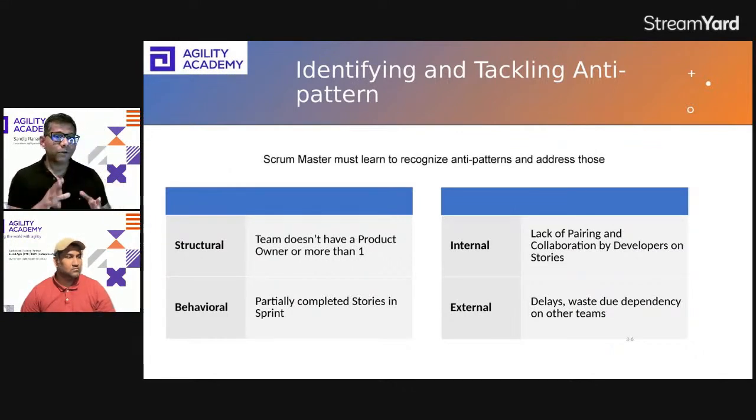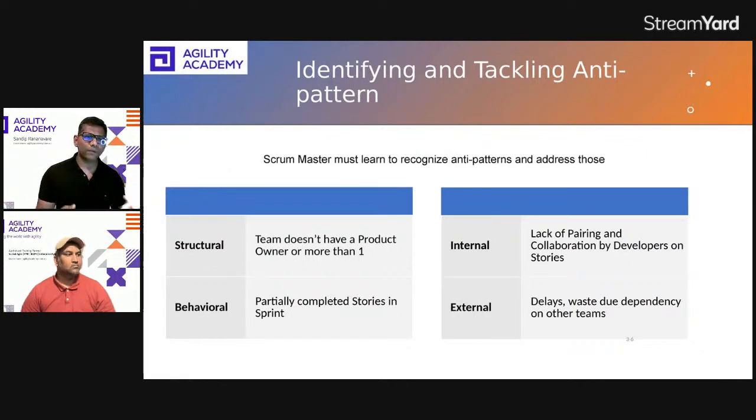Behavioral one. Behavioral one is where team members don't care if a story just drags from one sprint to another sprint, or even if a story is too big, we know that it will not fit within a sprint. Still, no one is worried. No one gives any thought to it. So that is one of the anti-patterns.